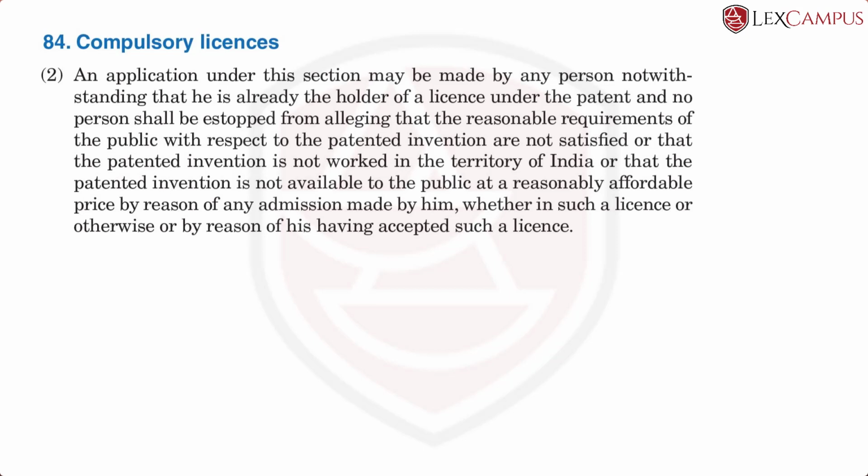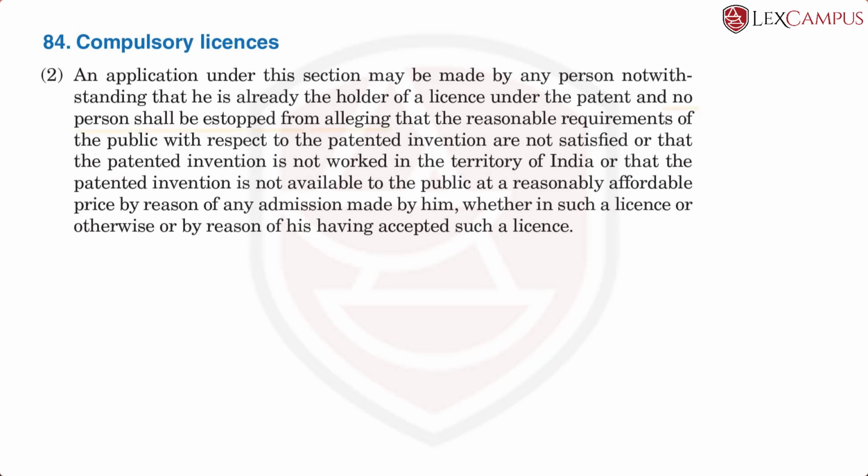When we say a license, it means a voluntary license. Now, regardless of the conditions mentioned in that license, the holder of the license could still approach for an application for a compulsory license if these 3 grounds are satisfied. So, in the license, even if the patentee had made a statement to which the holder of the license has agreed that it will be available at an affordable price, or it is being worked in India, regardless of what the terms were, a licensee who has agreed on those terms can still pursue a compulsory license.